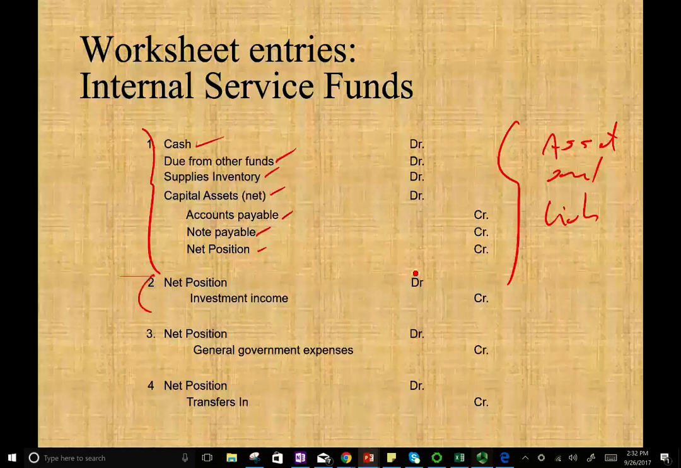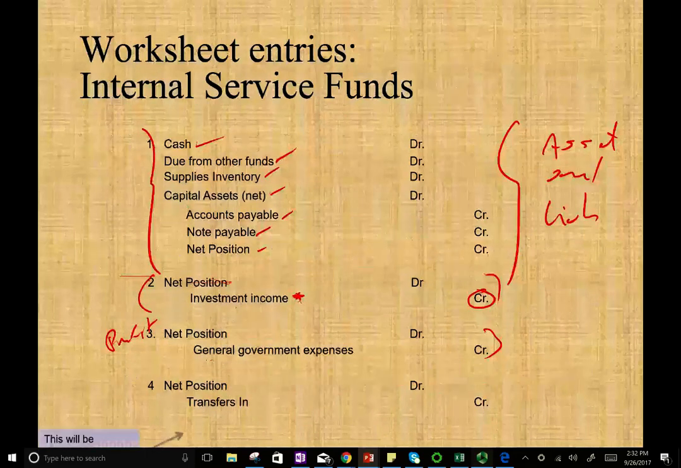Entry number 2, assuming here we have investment income: we credit investment income to add the investment income, and we reduce our net position. Here we're assuming that we have a profit, and I will explain this in a moment. What we do is we debit net position and we credit general governmental expenses, and we'll explain this once we work with an example. And the third entry is to eliminate the transfer in: credit transfer in, and debit net position. So those are the journal entries, and those are the descriptions, but we're going to look at an example.